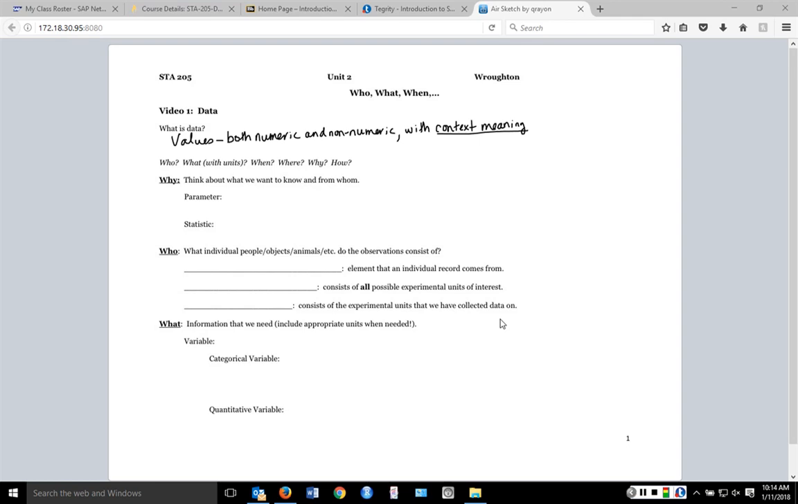So when we're going to want to collect some data, the first thing that we need to know is why do we want to collect this data? What do we actually want to know, and from who do we want to know this about? Our first two definitions are talking about a parameter versus a statistic. And these are actually a pretty similar definition, just a small difference between them, so we'll make sure we emphasize those as we go. So a parameter is a numerical summary of the population.